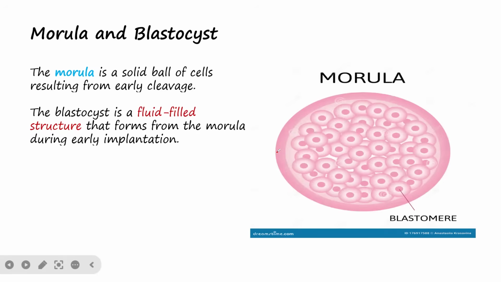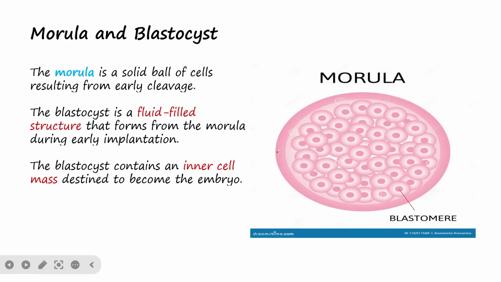So this is of course the morula, and this is the blastomere. So we have the fluid-filled component and then the solid ball component. The solid ball of cells is the morula, while the fluid-filled structure is the blastocyst. The blastocyst contains an inner cell mass which is destined to become the embryo.